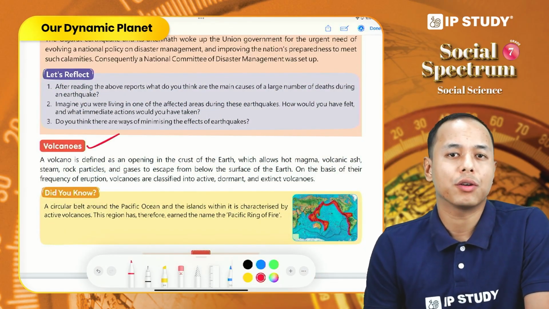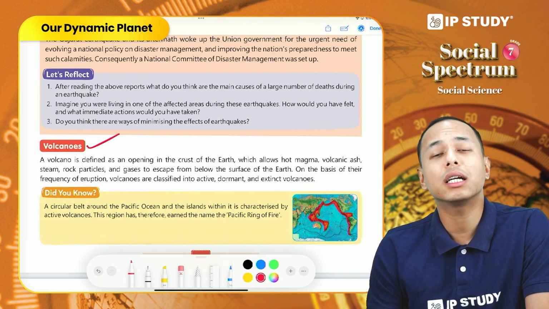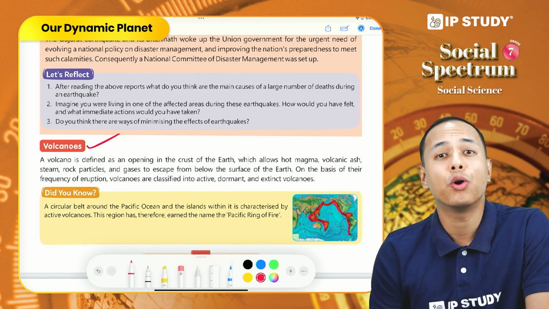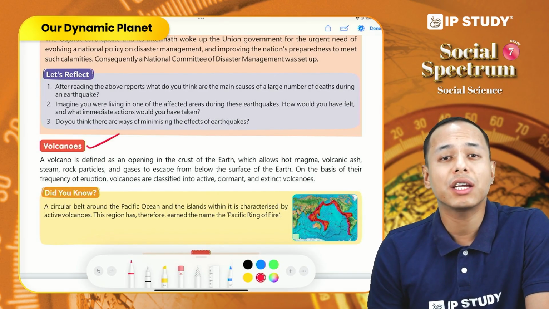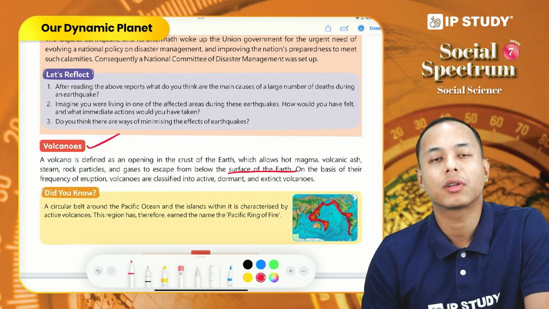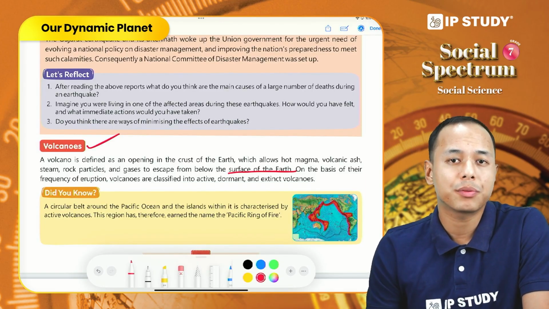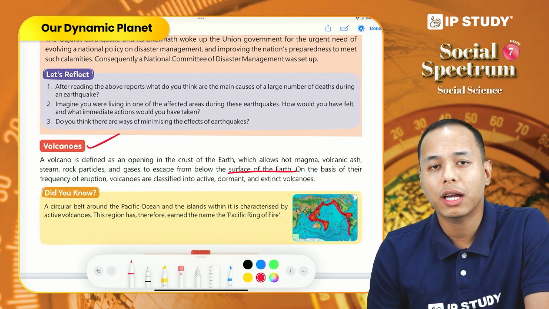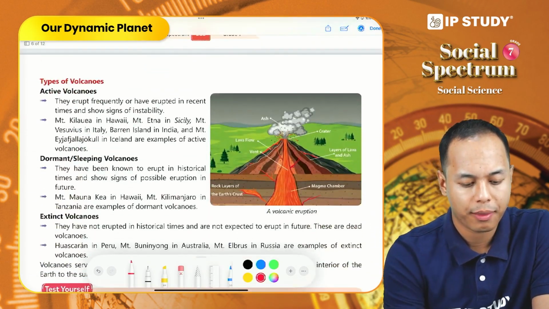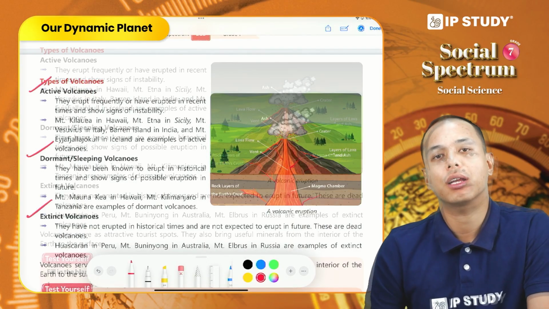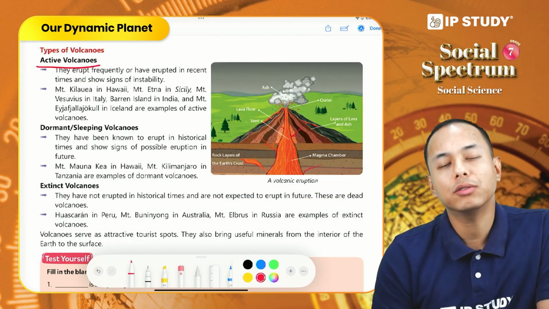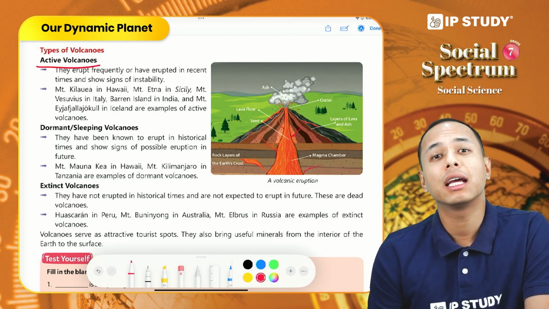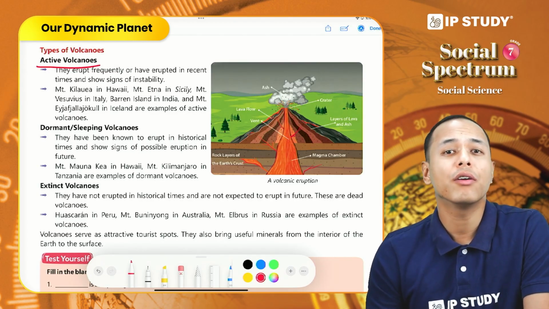Now let us discuss volcanoes. So what are volcanoes? Volcanoes refer to openings in the crust of the earth which allow hot magma, gases, volcanic ash, molten rocks and other materials to escape from below the earth's surface. On the basis of the frequency of eruption, volcanoes can be classified into three types: active volcanoes, dormant volcanoes and extinct volcanoes. When we talk about active volcanoes, these volcanoes have erupted in the past or have erupted recently and are also expected to erupt in the coming future.